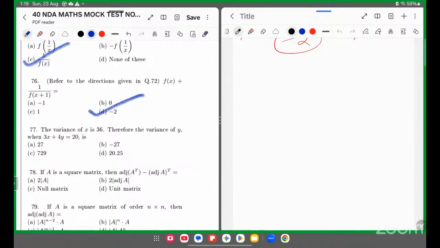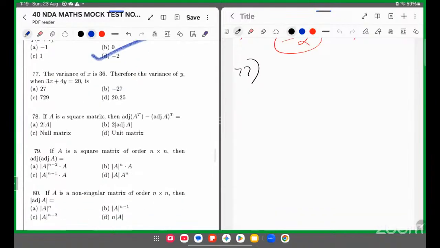Question number 77. The variance of x is 36. Therefore, the variance of y when 3x plus 4y equal to 20. So I can write 4y equal to 20 minus 3x. So y equal to 5 minus 3 by 4x.